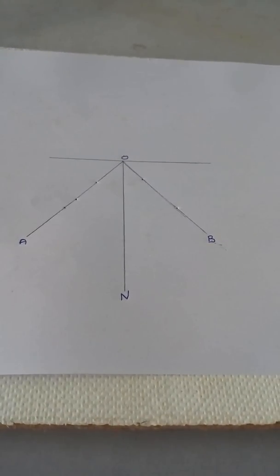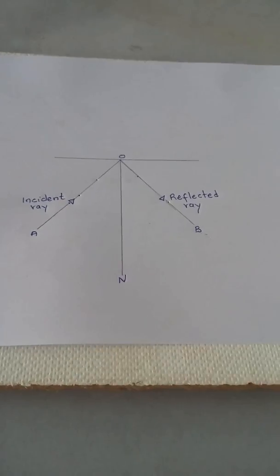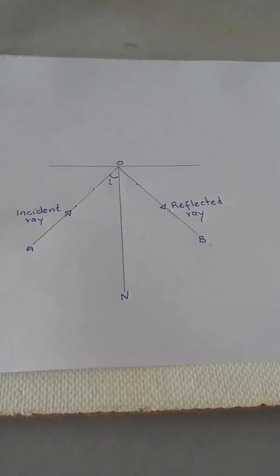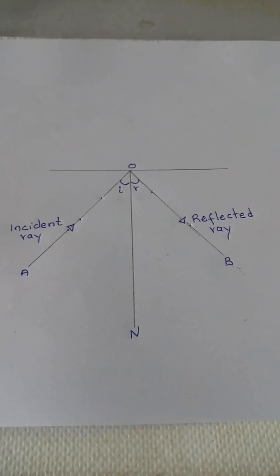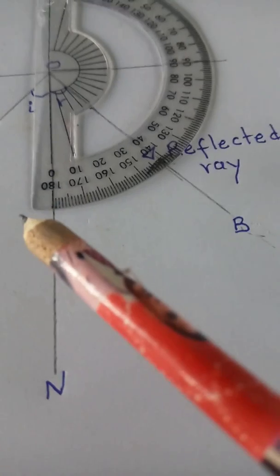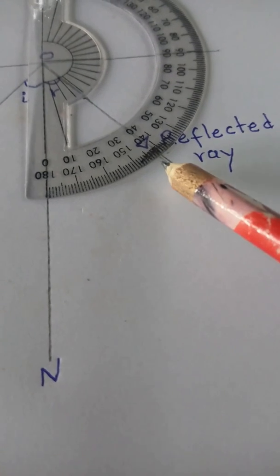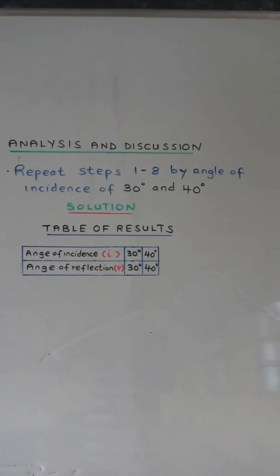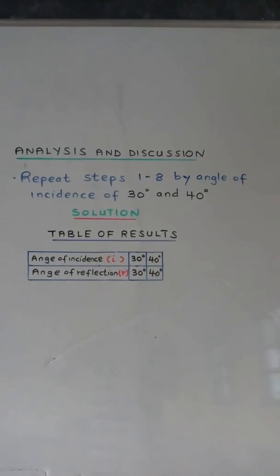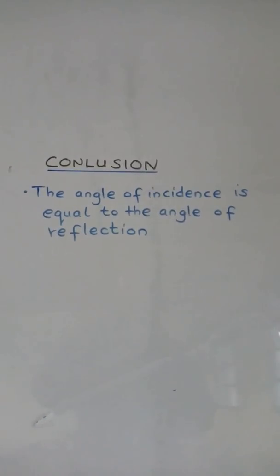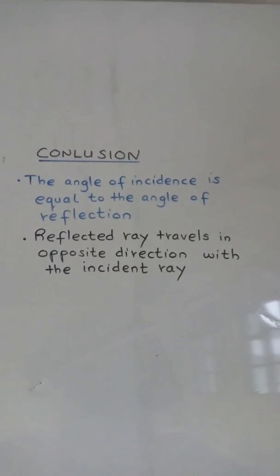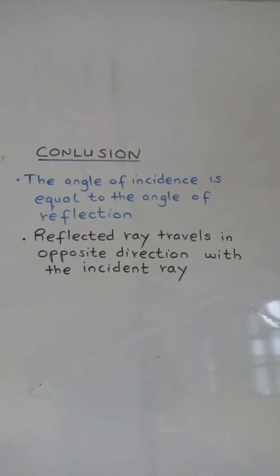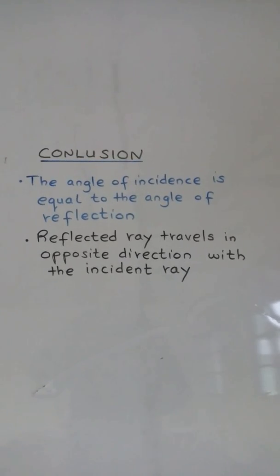Line OB. Incident ray, reflected ray, angle of incidence. Then this is the angle of refraction, which is 40 degrees. Then the angle of refraction is 40 degrees. Conclusion: the angle of incidence is equal to the angle of refraction. A reflected ray travels in opposite direction with the incident ray.